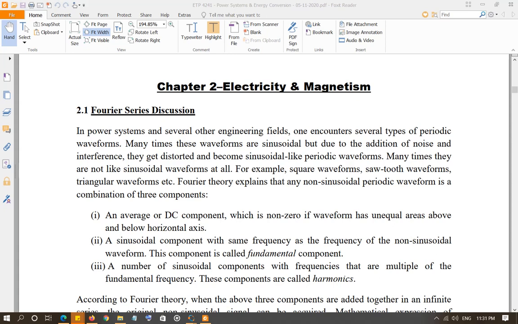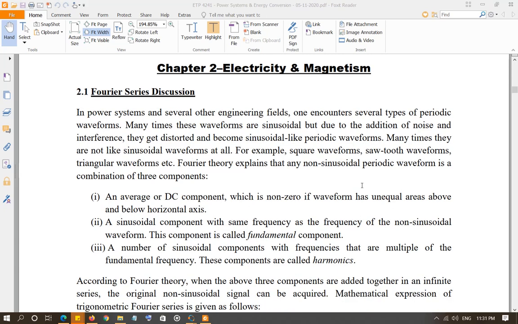Let's discuss chapter number 2 of power system, electricity and magnetism. So the first thing that we are going to discuss is Fourier series fundamentals. I believe we have discussed Fourier series in other classes as well. Now in this specific course, you may not be really using Fourier series.